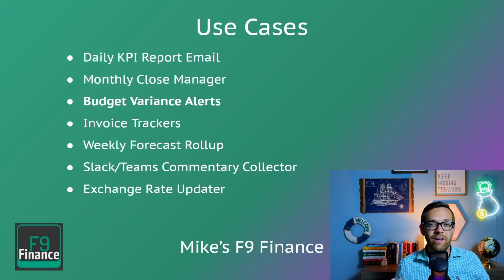You can use this for invoice trackers, which tend to run across multiple systems, and weekly forecast rollups. You can collect commentary via Slack, Teams, again, evaluate it, parse it through AI tools. You can even have it update exchange rates and pull them in dynamically whenever you need them for your workflows. There's so many options, but anytime you're moving data from one system to another, or if you're taking data from one system and creating emails, communication, those are perfect use cases for N8N.